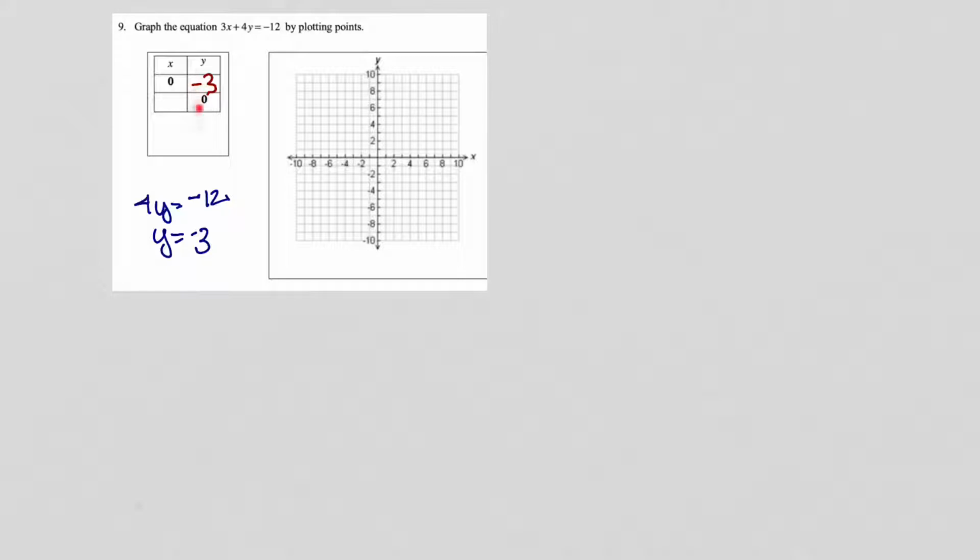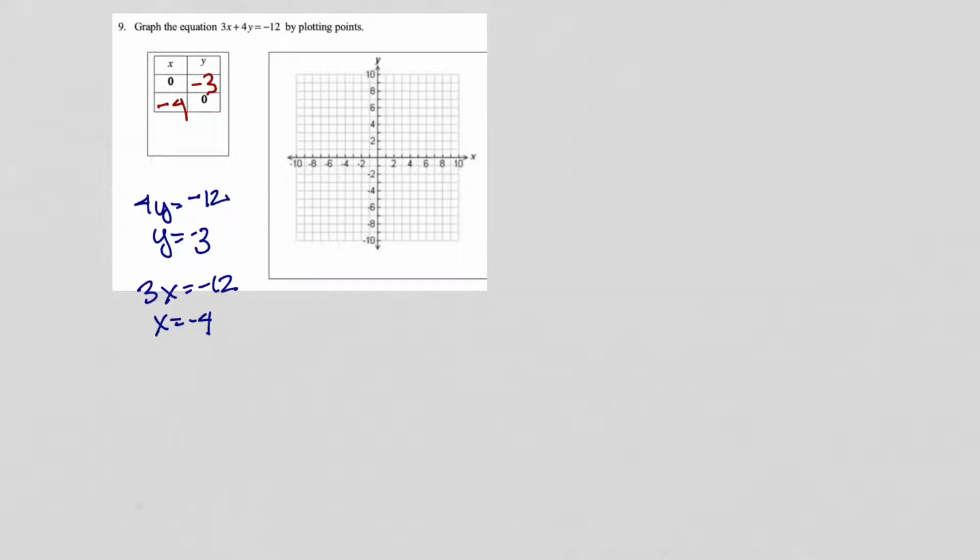Then here, when y is 0, put 0 in here. 4 times 0 is 0. That's gone, and we're left with 3x equals 12. I'll write it here. 3x equals, well, negative 12. Divide by 3, we'll get x equals negative 4. So I'll put that negative 4 right here.